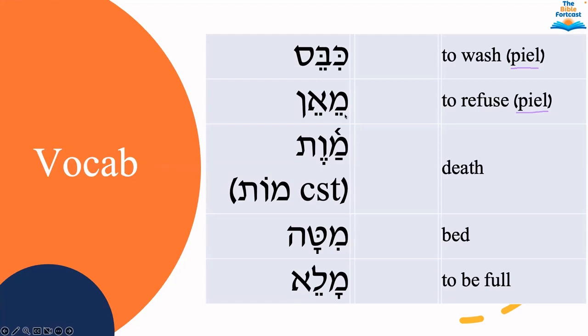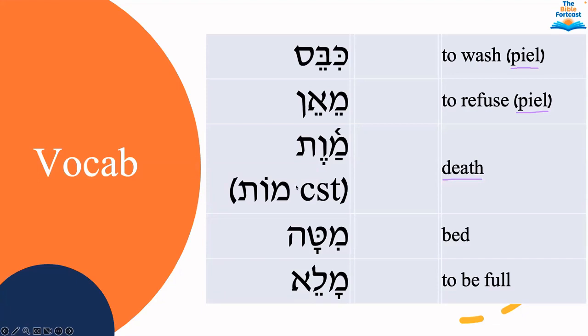Me'en means he refused. Mavet or moat means death. Okay.